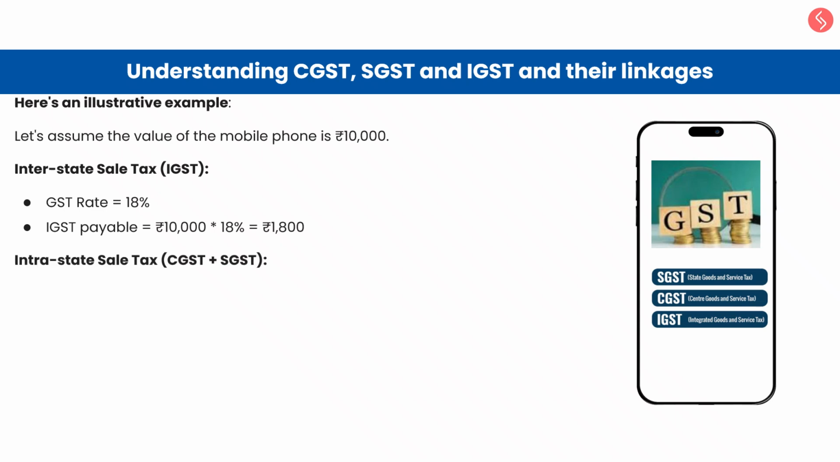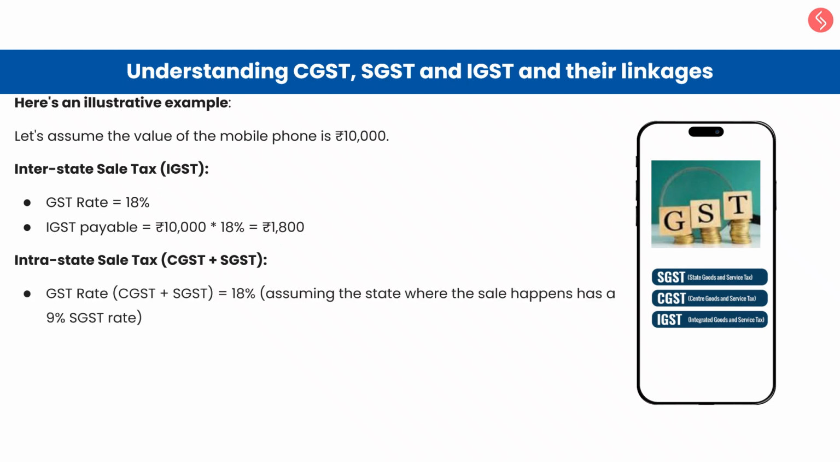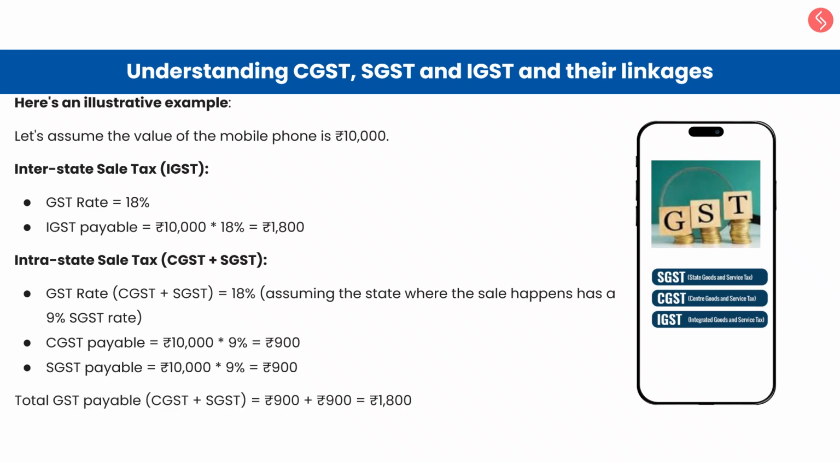Intra-state sale, CGST plus SGST. GST rate, CGST plus SGST, is equal to 18%, assuming the state where the sale happens has a 9% SGST rate. CGST payable is equal to 10,000 rupees times 9%, which is equal to 900 rupees. SGST payable is equal to 10,000 rupees times 9%, which is equal to 900 rupees. Total GST payable, CGST plus SGST, is equal to 900 rupees plus 900 rupees, which is equal to 1,800 rupees. 10,000 rupees plus 1,800 is equal to 11,800 rupees.